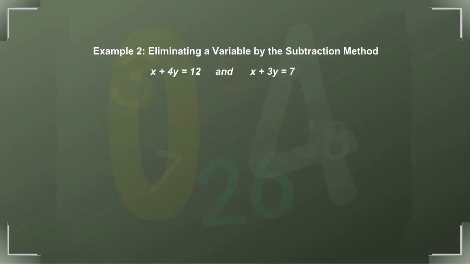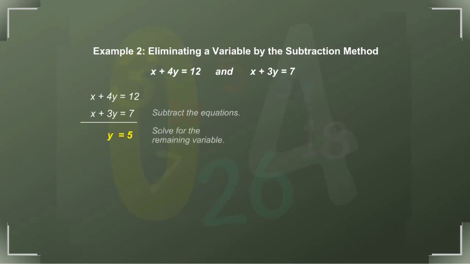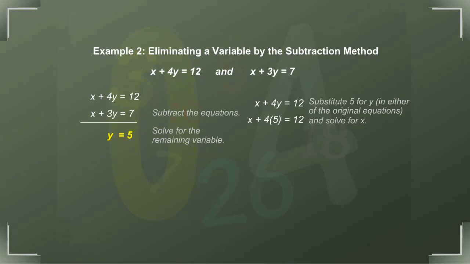Example 2, eliminating a variable by the subtraction method. Subtract the equations. Solve for the remaining variable to get y equals 5. Substitute 5 for y in either of the original equations and solve for x to get x equals negative 8. The solution to this system is negative 8 and 5.